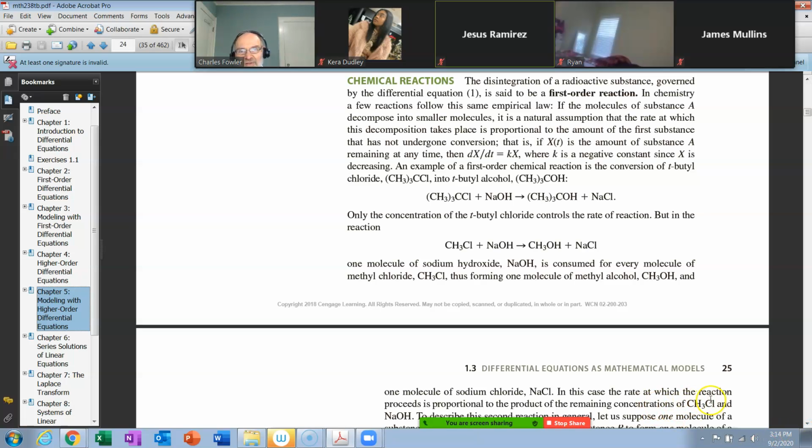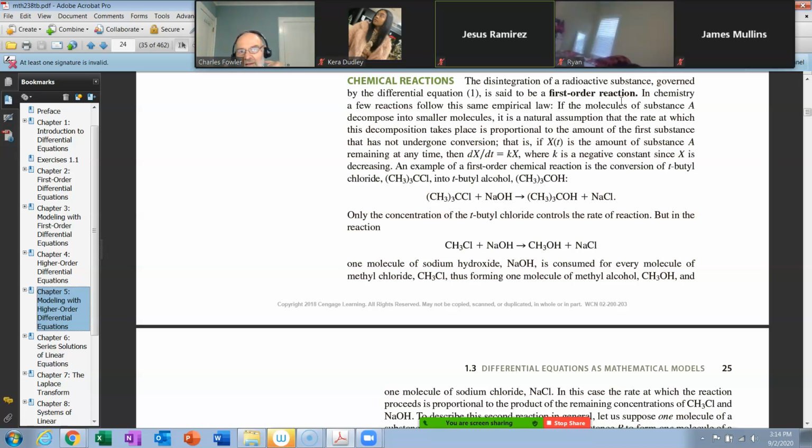The first of these, the disintegration of a radioactive substance governed by a differential equation that we talked about before, is said to be a first order reaction. Something's happening and the numbers are going down. In chemistry, a few reactions follow that same empirical law. If the molecules of a substance A decompose into smaller molecules, it's a natural assumption that the rate at which the decomposition occurs is proportional to the amount of the first substance that was there to start. And as more and more stuff has decomposed, the rate will slow down.